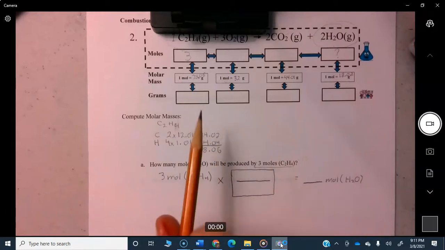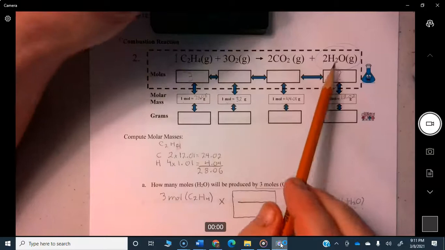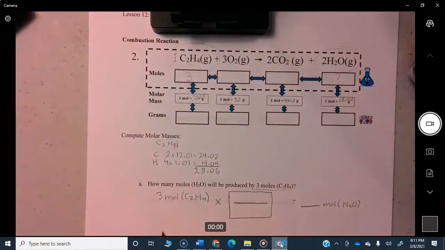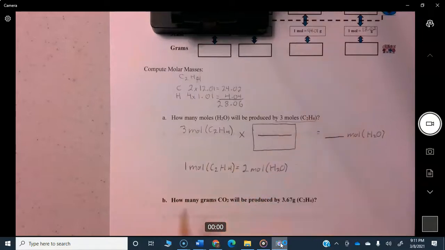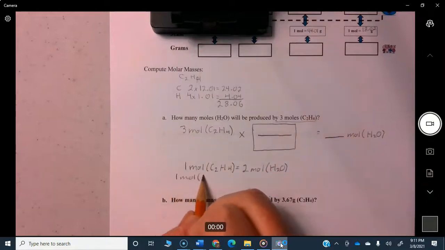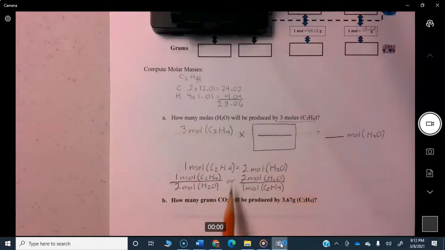Okay, and what is our conversion again? It's 1 C2H4 for every 2 moles of H2O. So we're going to set that as an equation down here. Okay, and now we're going to write 2 ratios. Okay, so I have 2 ratios. They're both true statements. And which one am I going to put in here? Think about it. Okay, and the answer is this one.